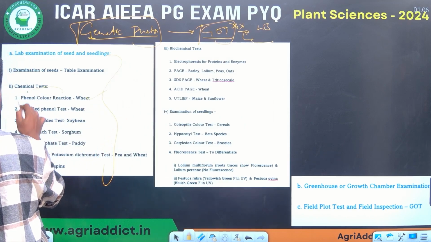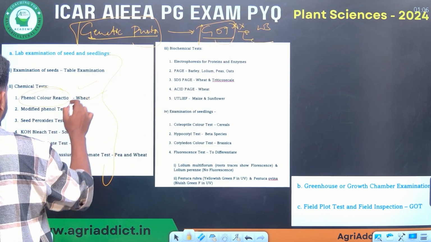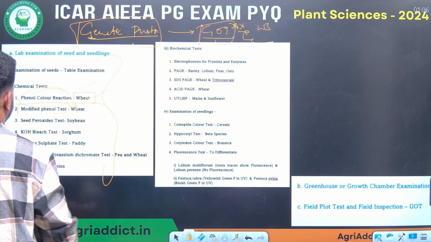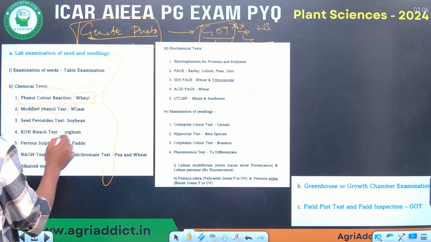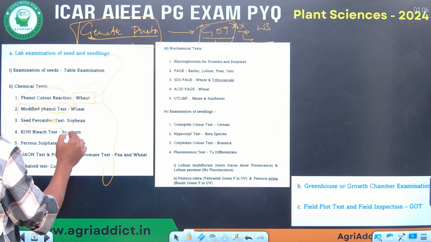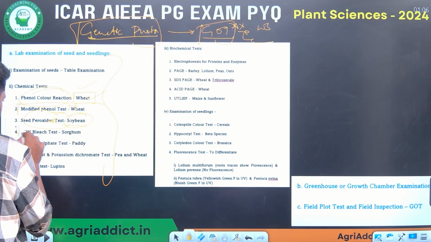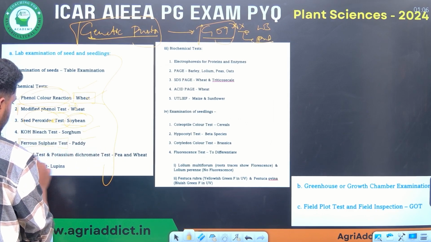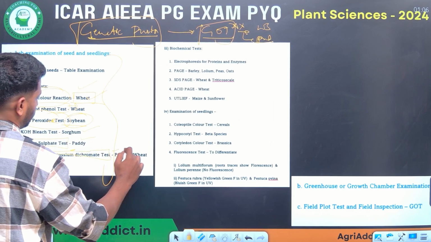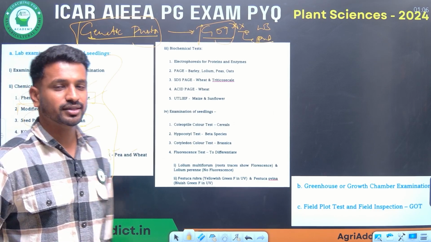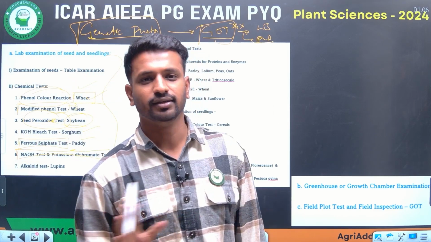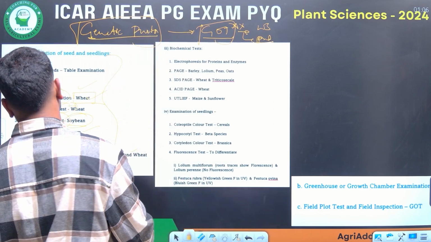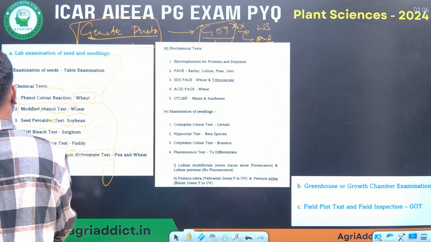For example, we have phenol color test, it is specific to wheat, you have to remember this. And we have modified phenol, it is also for the wheat. We have seed peroxidase test, it is specifically for soybean. And KOH bleach test for sorghum, ferrous sulfate test for paddy, NaOH plus potassium dichromate test for the pea and wheat. So these examples can be asked in a match the following. That's it, nothing more. You have to remember the test name and you have to remember the crop. And lastly, we have alkali test for lupins.